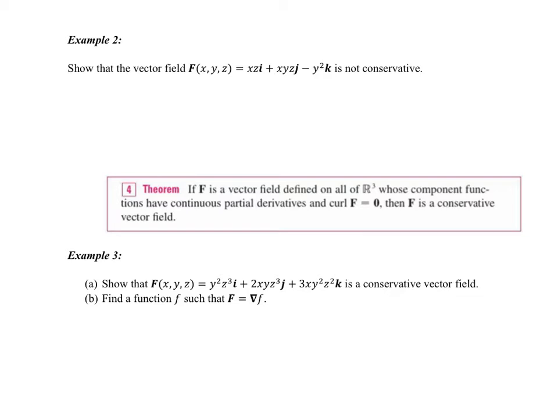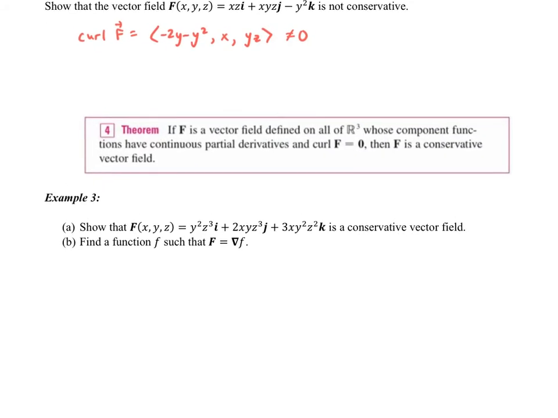If we have, in this case, the curl of vector f equal to negative 2y minus y squared and x and yz, this is not equal to 0. And so if we want to show that this particular vector is not conservative, we can just calculate the curl of the vector, and if that curl vector is not 0, then that particular vector is not conservative. So again, that was just that little theorem that we were talking about in the previous video. Okay, so let's use that theorem here in example 3.